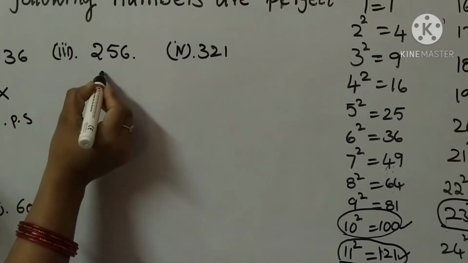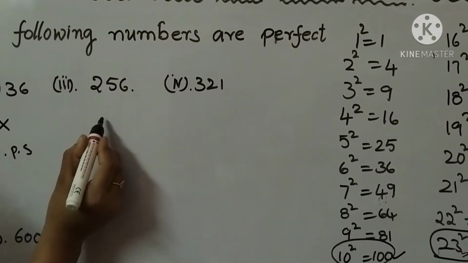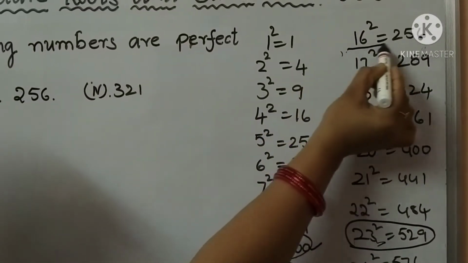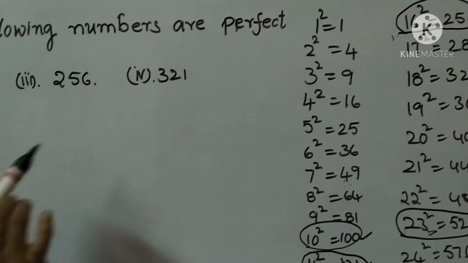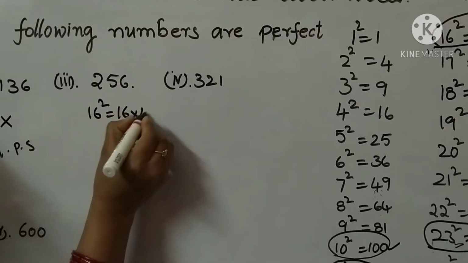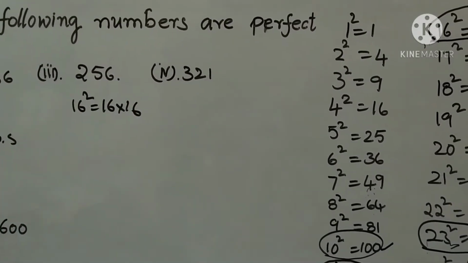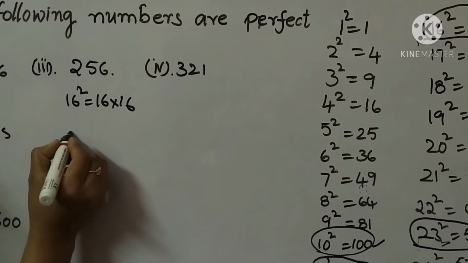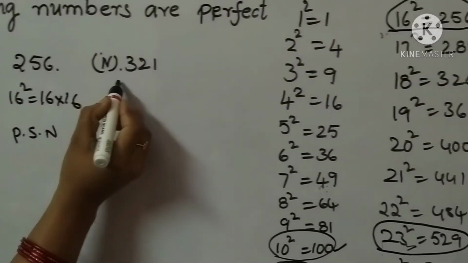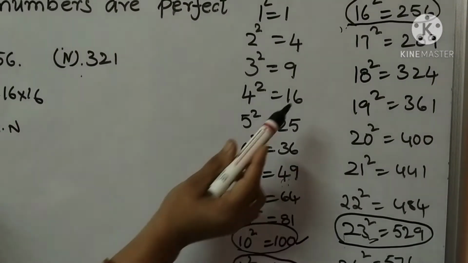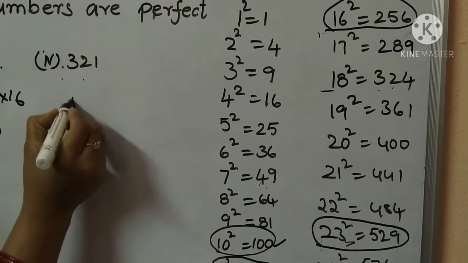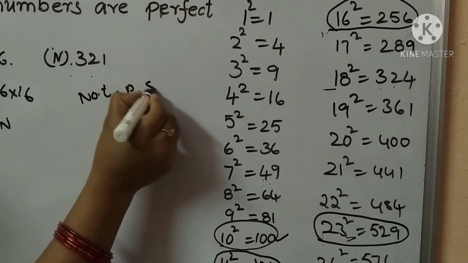Okay. Next, the third one is 256. Observe the square numbers: 15 square is 225, and 16 square is 256. Write 16 square equals 16 into 16, which is 256. So it is a perfect square number. Next, the fourth one is 321. Observe the square numbers: 18 square is 324, but here it is 321. So it is not a perfect square number.